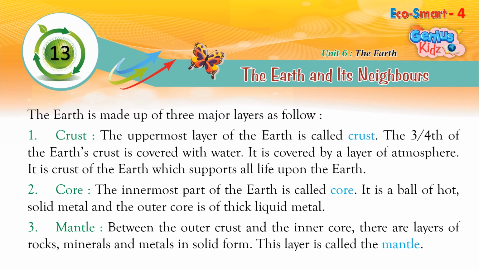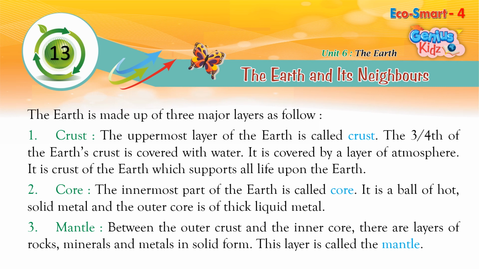The Earth is made up of three major layers as follows. 1. Crust. The uppermost layer of the Earth is called crust. Three-fourths of the Earth's crust is covered with water. It is covered by a layer of atmosphere. It is the crust of the Earth which supports all life upon the Earth.